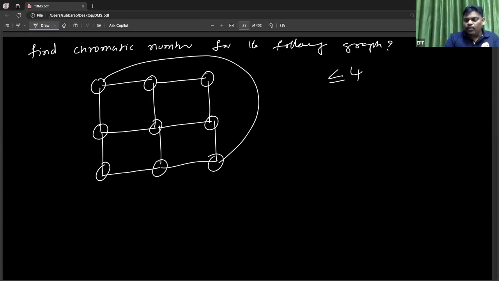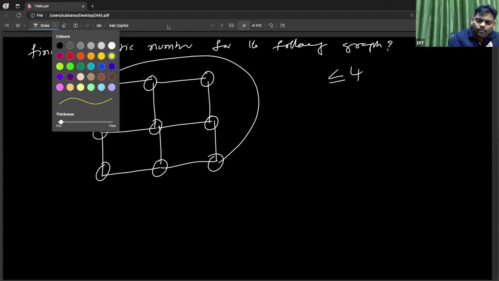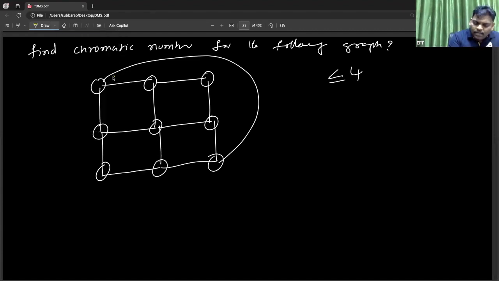Outside cycle, I think 5. 1, 2, 3, 4, 5. Length 5. So it is an odd length cycle, I think 3 colors are required. Even length cycle, 2 colors are enough. Odd length cycle, 3 colors. C1, C2, C1, C2, C1. If I write C1 again, the first one has a problem, so C3. The last one, because it is the odd one, C1 is affecting. So 3 colors are already confirmed.